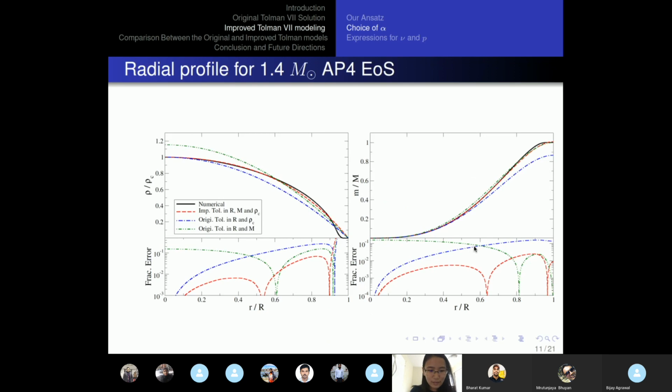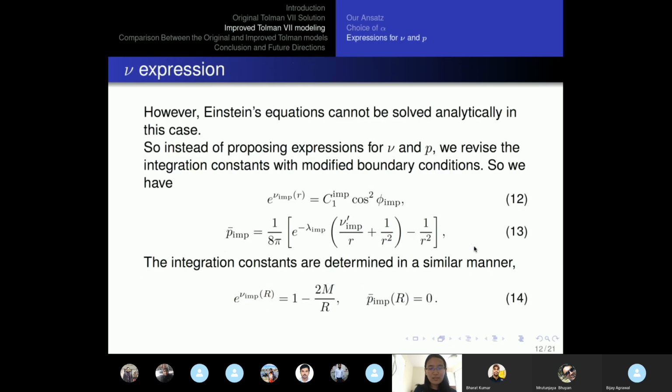And we plotted the same thing for our improved model, which is these graphs. You can see that the red ones are our improved model, and it has a very good convergence with the numerical profiles compared to the original Tolman case. So next we have to find the nu and pressure profile.